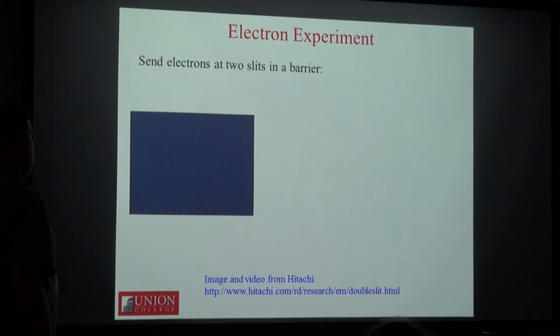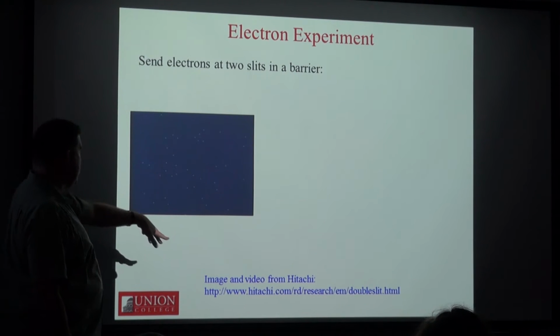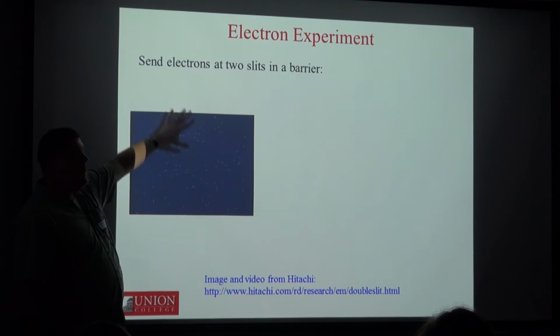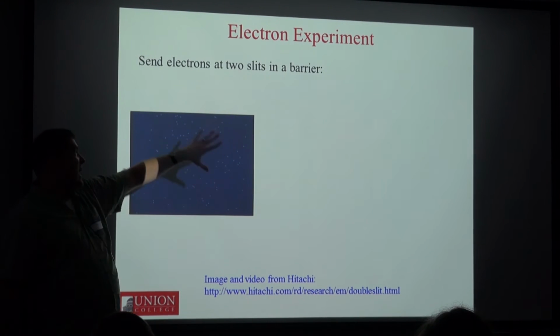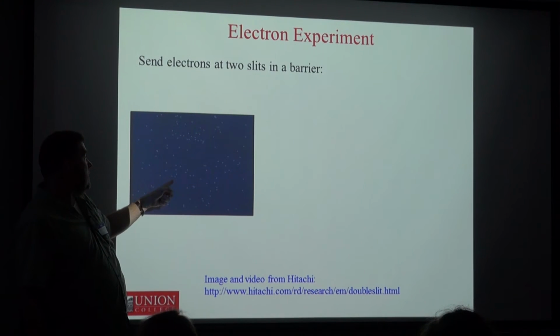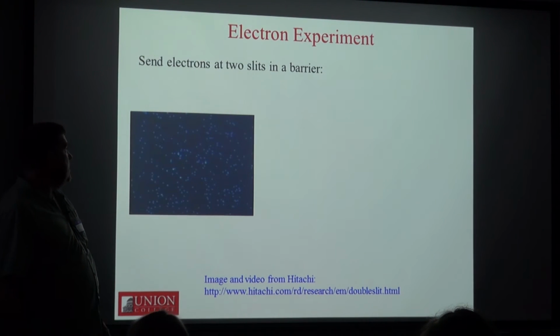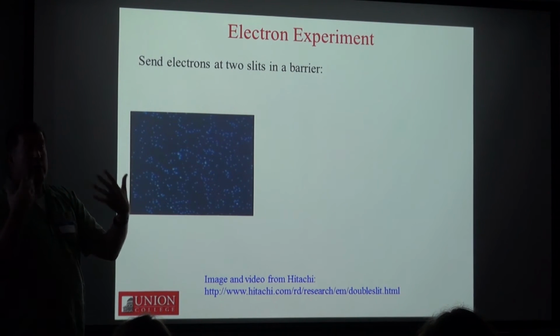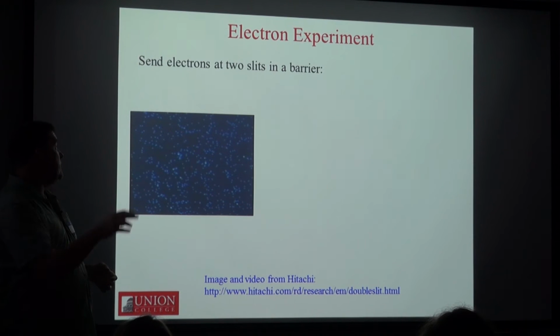And these days we have a really beautiful demonstration of this. This is from Hitachi. They made a source that spits out one electron at a time, and they're shooting those electrons at a fluorescent screen. Each time an electron hits the screen, it makes a little dot. All right, so you've got all these little dots. This is just a video compilation of doing this over and over and over again, one electron at a time at the screen.